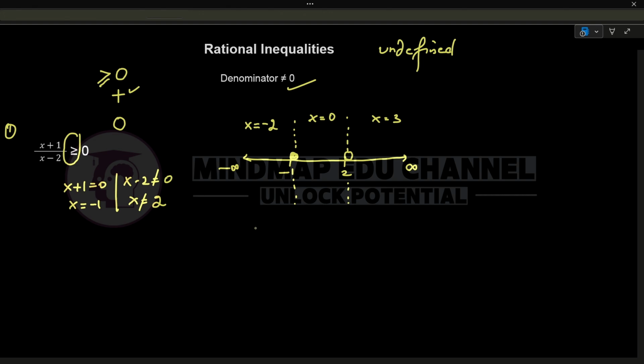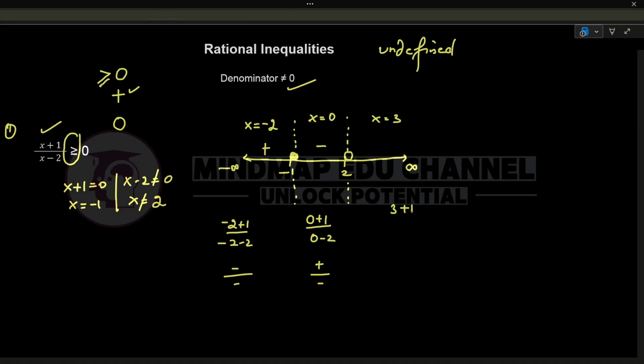Now let's check for the positive result and plug these values into the expression x plus 1 over x minus 2. So, it will be minus 2 plus 1 over minus 2 minus 2. Here it will be minus in the numerator and minus in the denominator, so minus minus will become plus. Now 0 plus 1 over 0 minus 2: positive in the numerator and negative in the denominator, so positive over negative will be negative here.